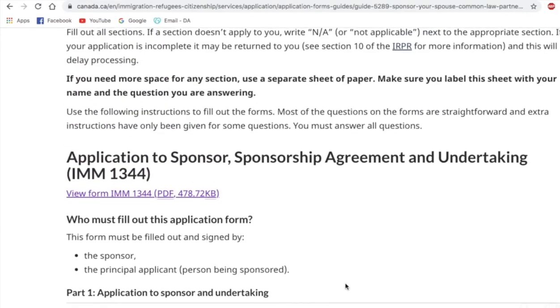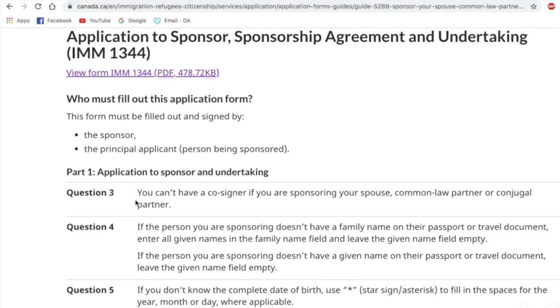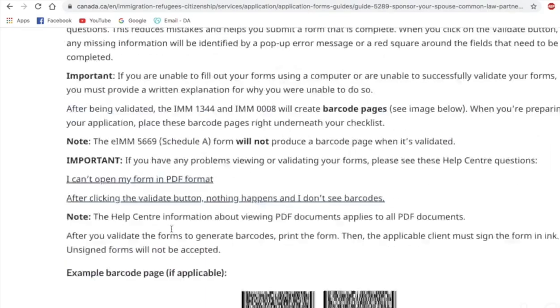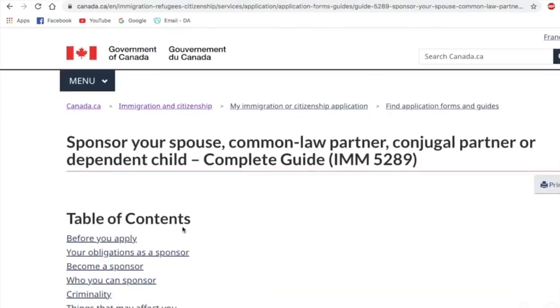Just to give you an example, in this complete guide you will see what answers you have to give in the application forms that you have to fill. For example, this is one application form and here they have explained in detail what answers you need to give. So if you're confused, you can check this complete guide and you'll get an idea about it.